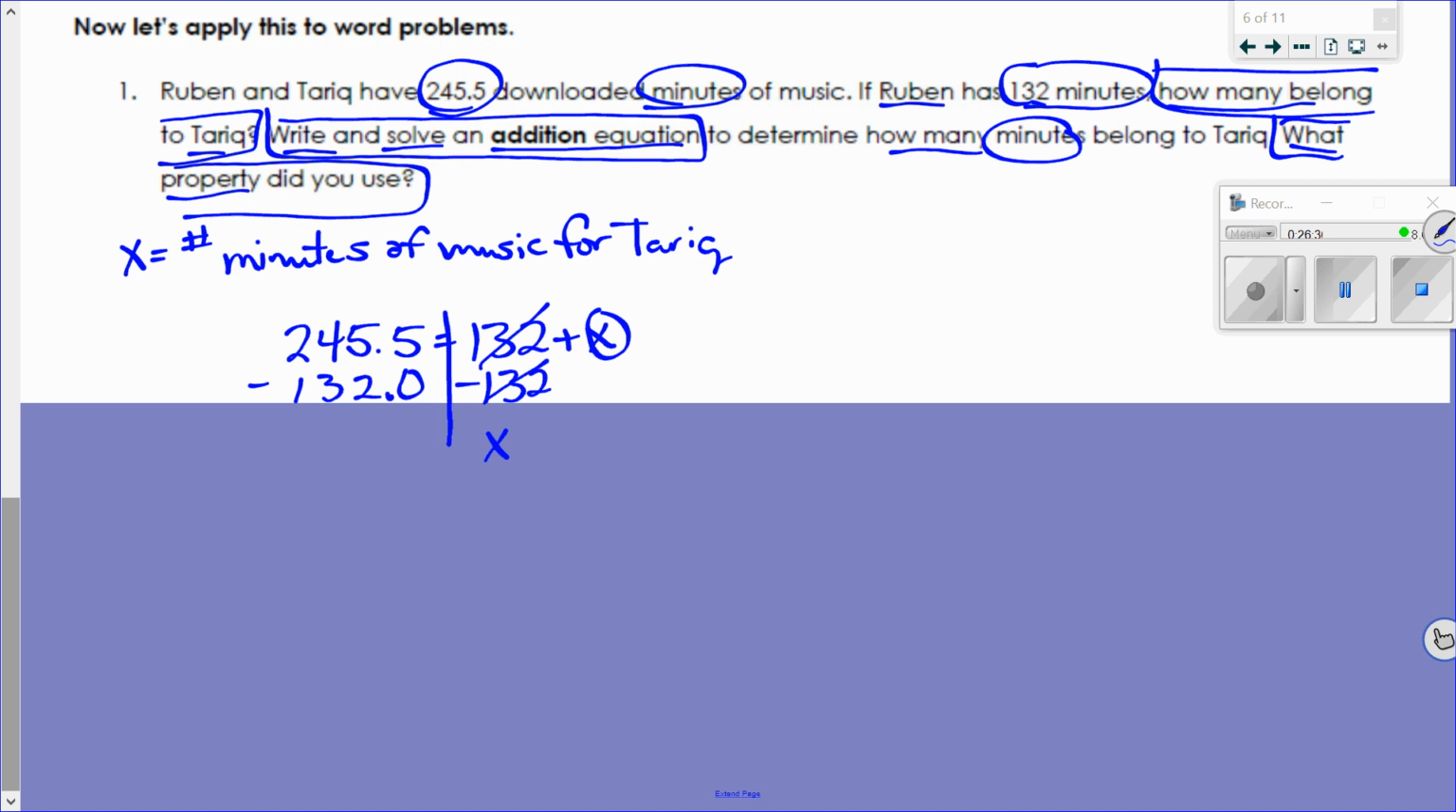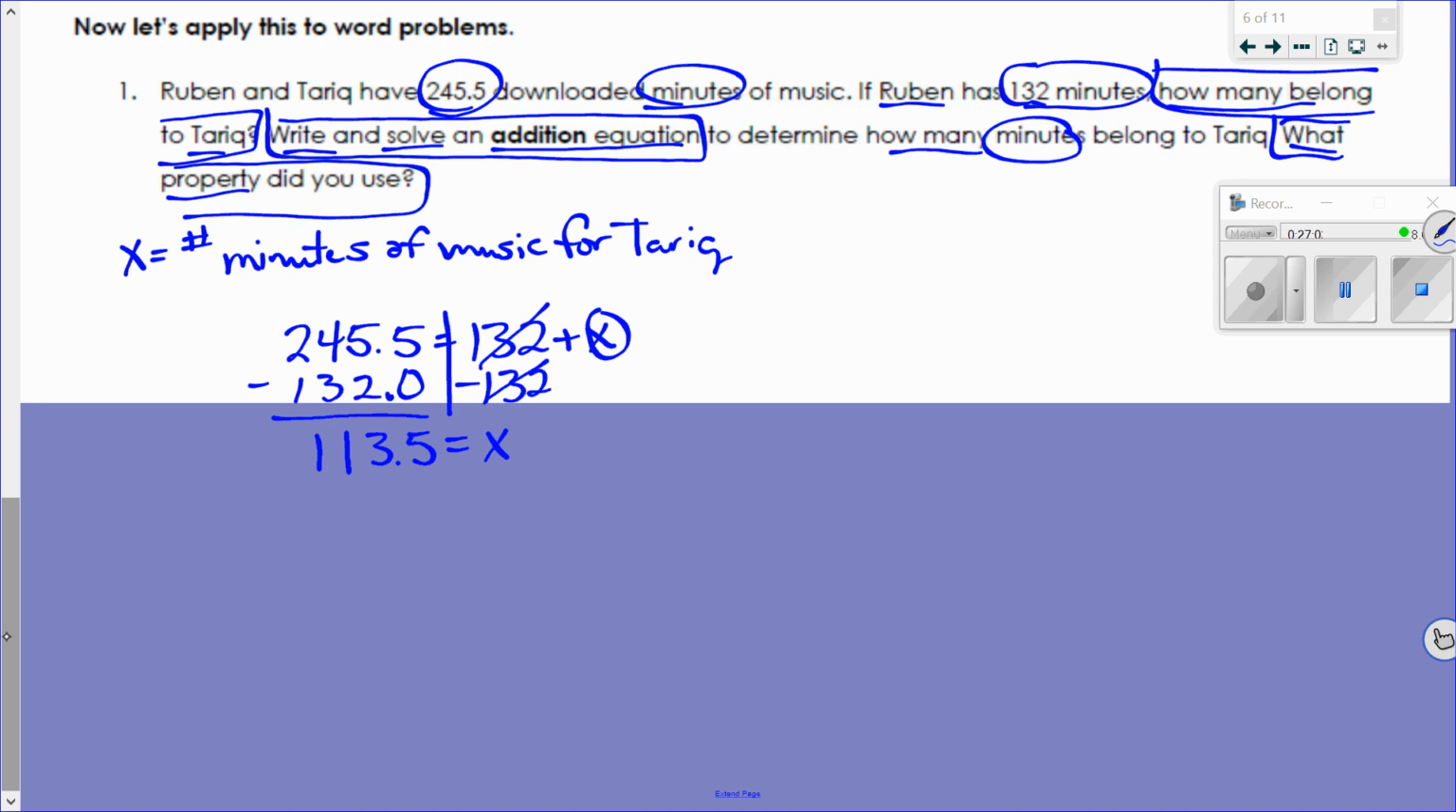So to line up my decimals, I can add a 0. If you understand that's blank, you can do that. I don't care. 5 and 0 is 5. Decimal comes straight down. 5 minus 2 is 3. 4 minus 3 is 1. 2 minus 1 is 1. So my x equals 113 and 5/10. Does it matter that the variable was on the right-hand side?